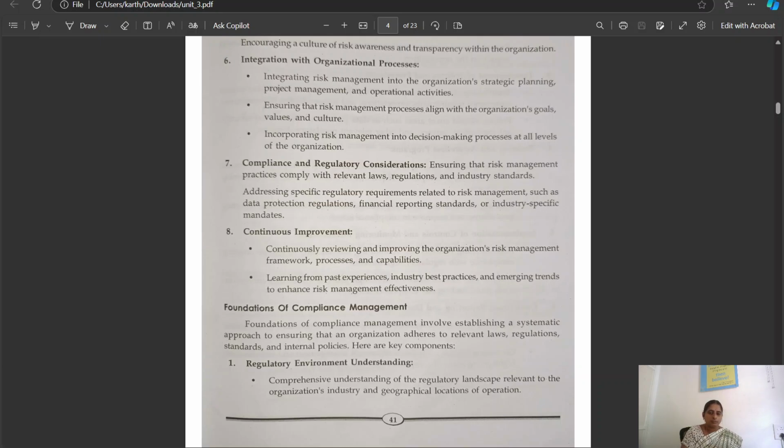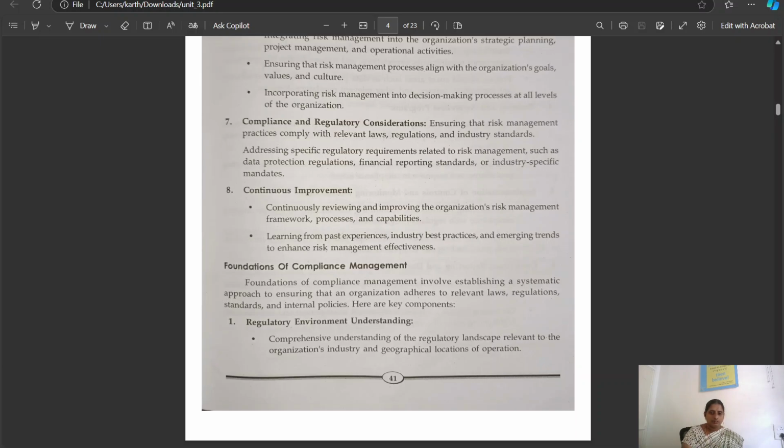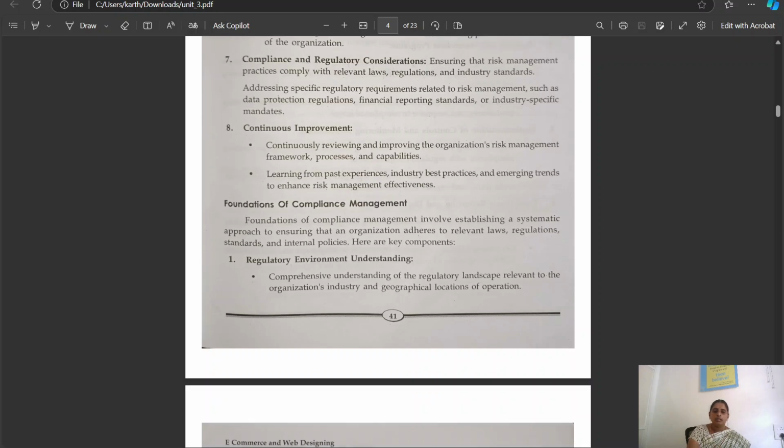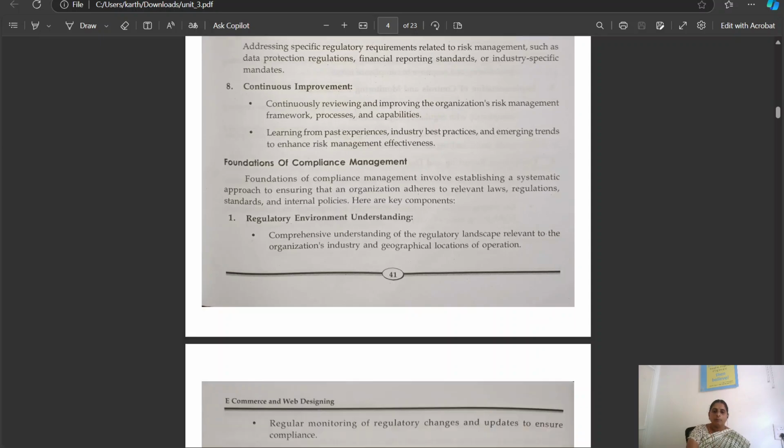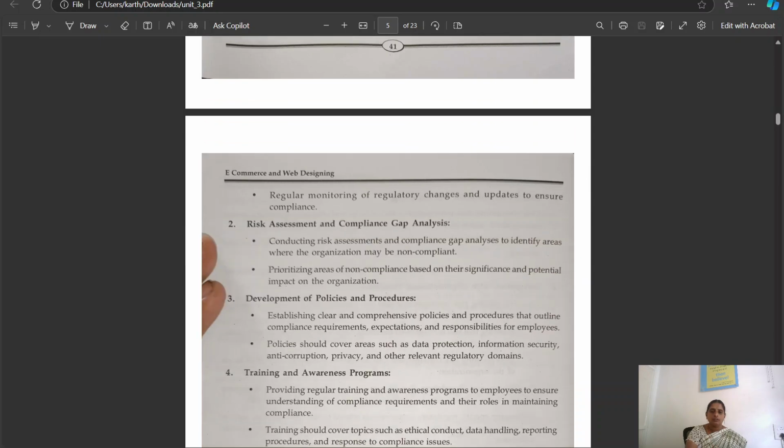And coming to compliance management. Foundations of compliance management involves establishing a systematic approach to ensuring that an organization adheres to relevant laws, regulations, standards, and internal policies. So here are the key components of compliance management. First one is regulatory environment understanding. Comprehensive understanding of the regulatory landscape relevant to the organization's industry and geographical locations of operations. Regular monitoring of regulatory changes and updates to ensure compliance. And the next one, risk assessment and compliance gap analysis.